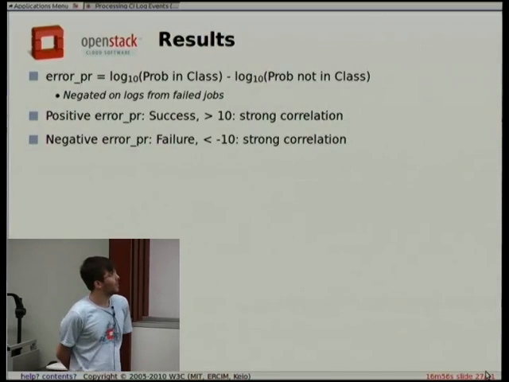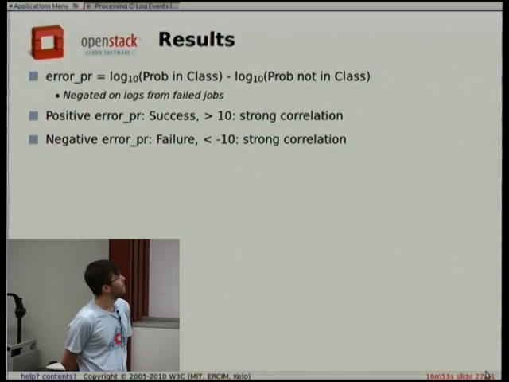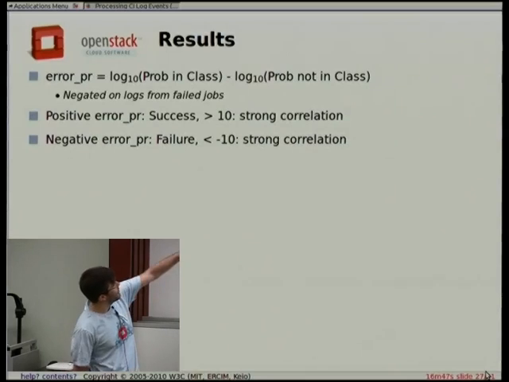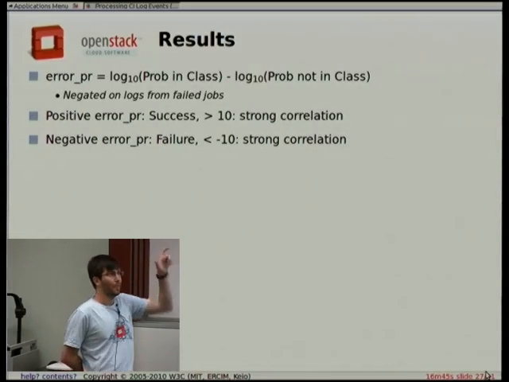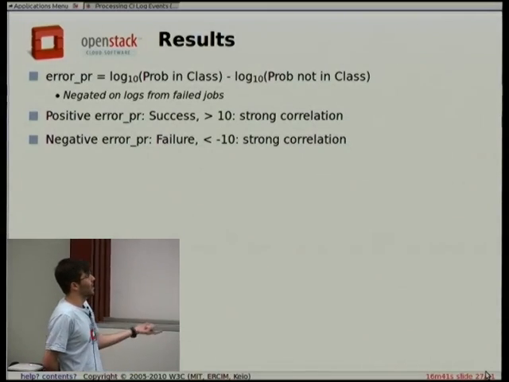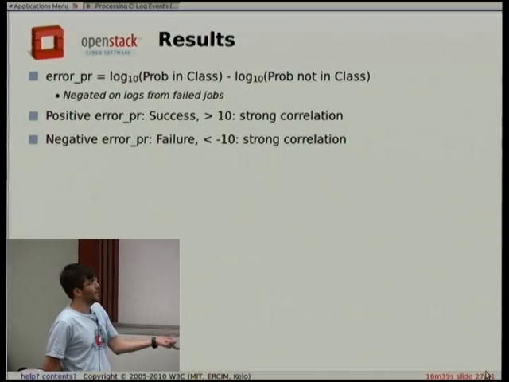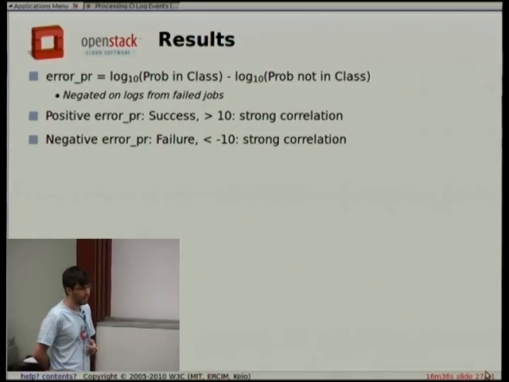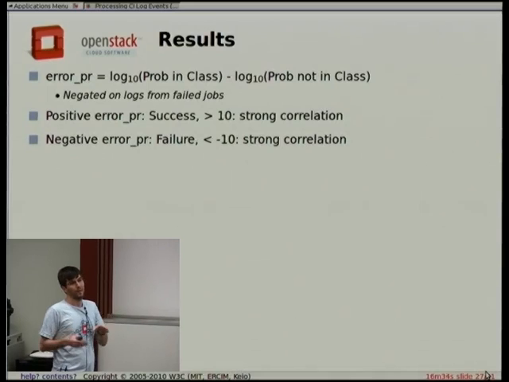And so the results. What does CRM114 spit out? It's returning this PR value, which we then negate on logs for failed jobs. But this PR value is the log base 10 of the probability that any log event is in a class, less the log base 10 of the probability it is not in the class. So it's normalizing these probability numbers for our human brains.